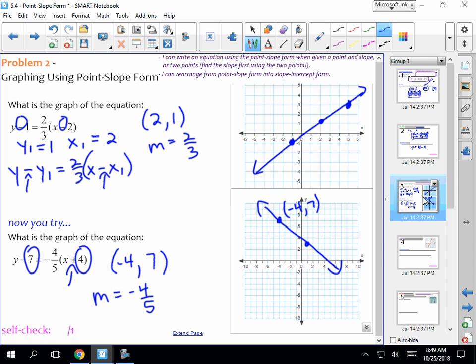And then from that point at negative 4, 7, I do what this slope tells me to do, which is a negative slope. I go down 4, right 5. I could have gone up 4, left 5, but I would have gone right off the graph grid there.